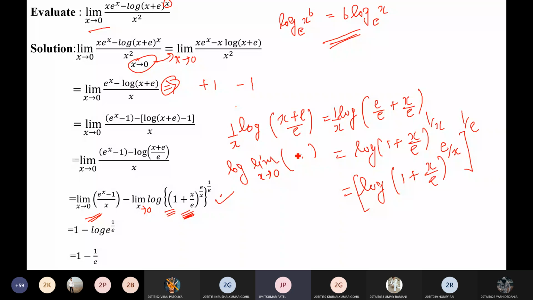So apply limit x tends to 0, and 1 upon e was already there on top, so keep it as it is. So the answer of this term will be e. We know very well, okay. So e raised to 1 upon e. So your next term will be 1 minus log e raised to 1 upon e. And the final answer is 1 minus 1 upon e, since it is before the log, so 1 upon e log e base e, that gives 1. So this is your final answer.